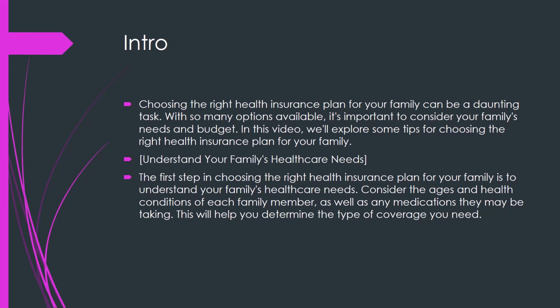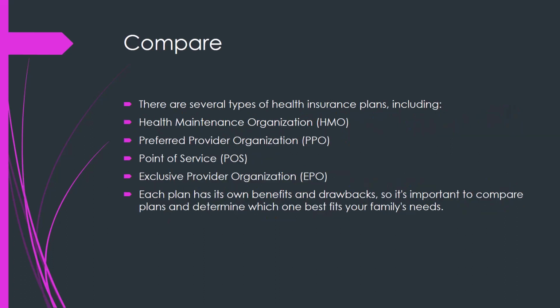Understanding your family's healthcare needs. The first step in choosing the right health insurance plan for your family is to understand your family's healthcare needs. Consider the ages and health condition of each family member, as well as any medication they may be taking. This will help you determine the type of coverage you need.